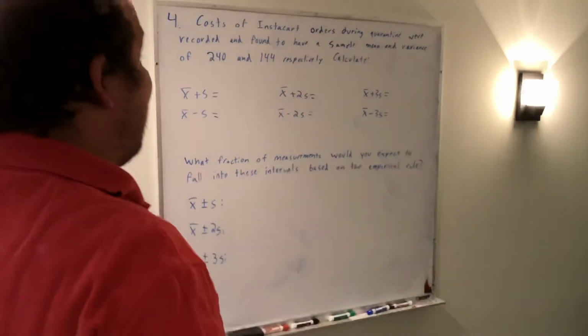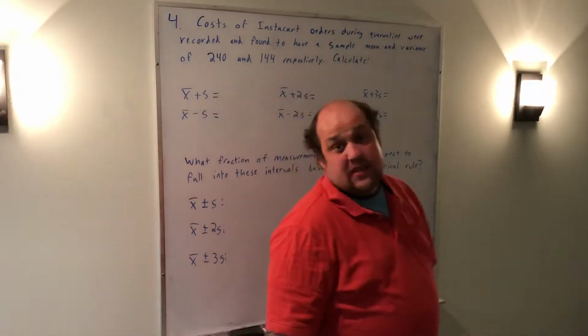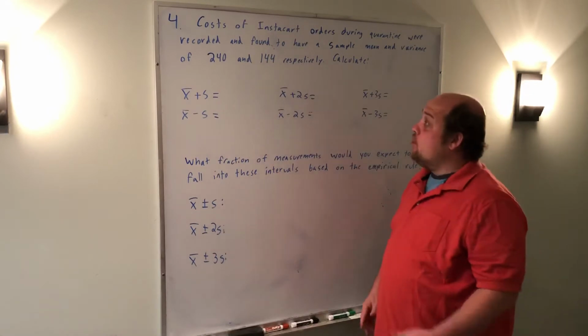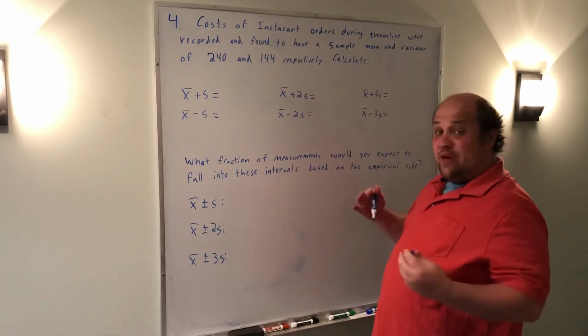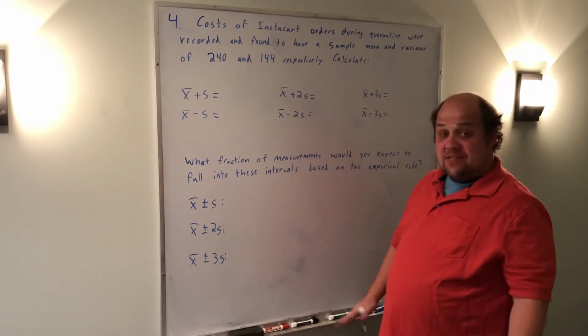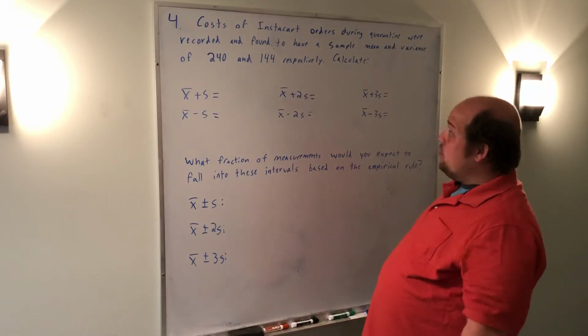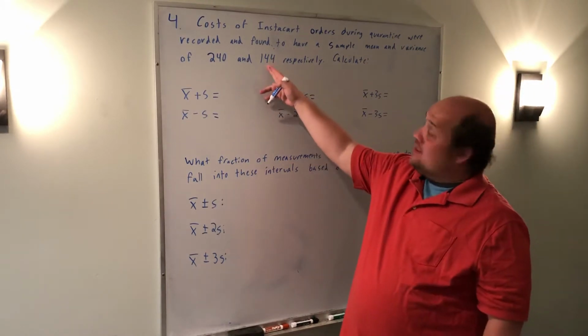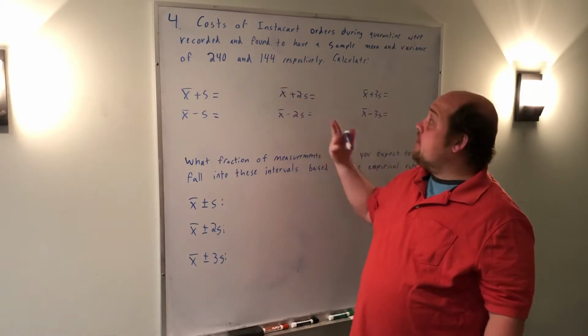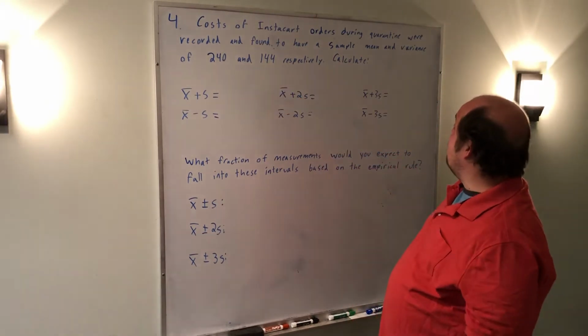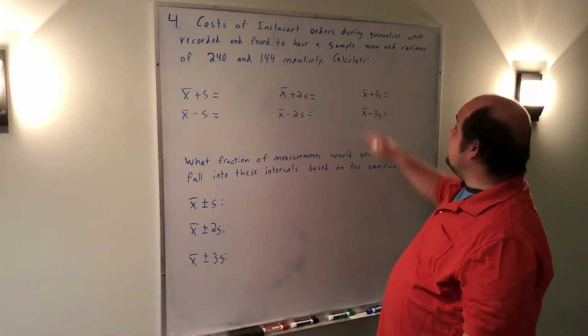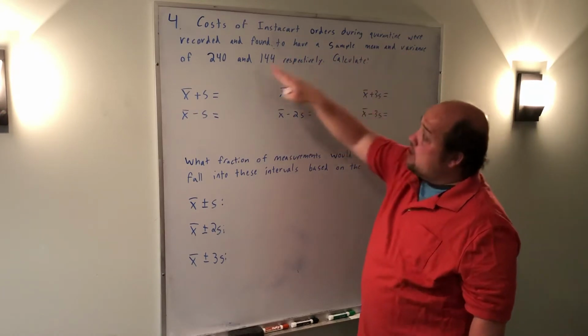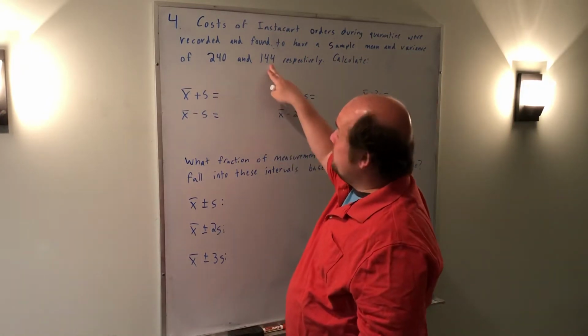In this question, it's asking us to create the intervals instead of deciding what percent falls into each interval. It's really straightforward. All I'm doing is adding and subtracting. The only thing that's a little confusing is how they reported this number, the variance. So they've told us the cost of Instacart orders during quarantine were recorded and found out a sample mean and variance of 240 and 144 respectively.